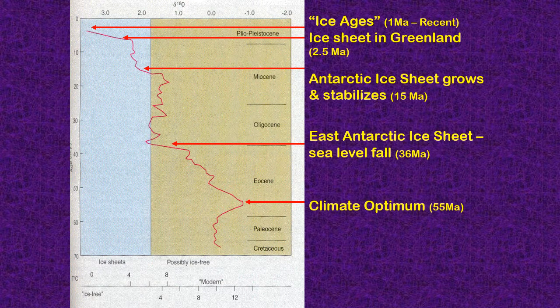Here are the major events. We have our climate optimum about 55 million years ago in the Eocene. The advancement of the East Antarctic ice sheet and sea level fall, the first one starts about 36 million years ago. It stabilizes and grows about 15 million years ago. We then see ice sheets forming in Greenland, and then our most recent ice age just over the last million years or so.